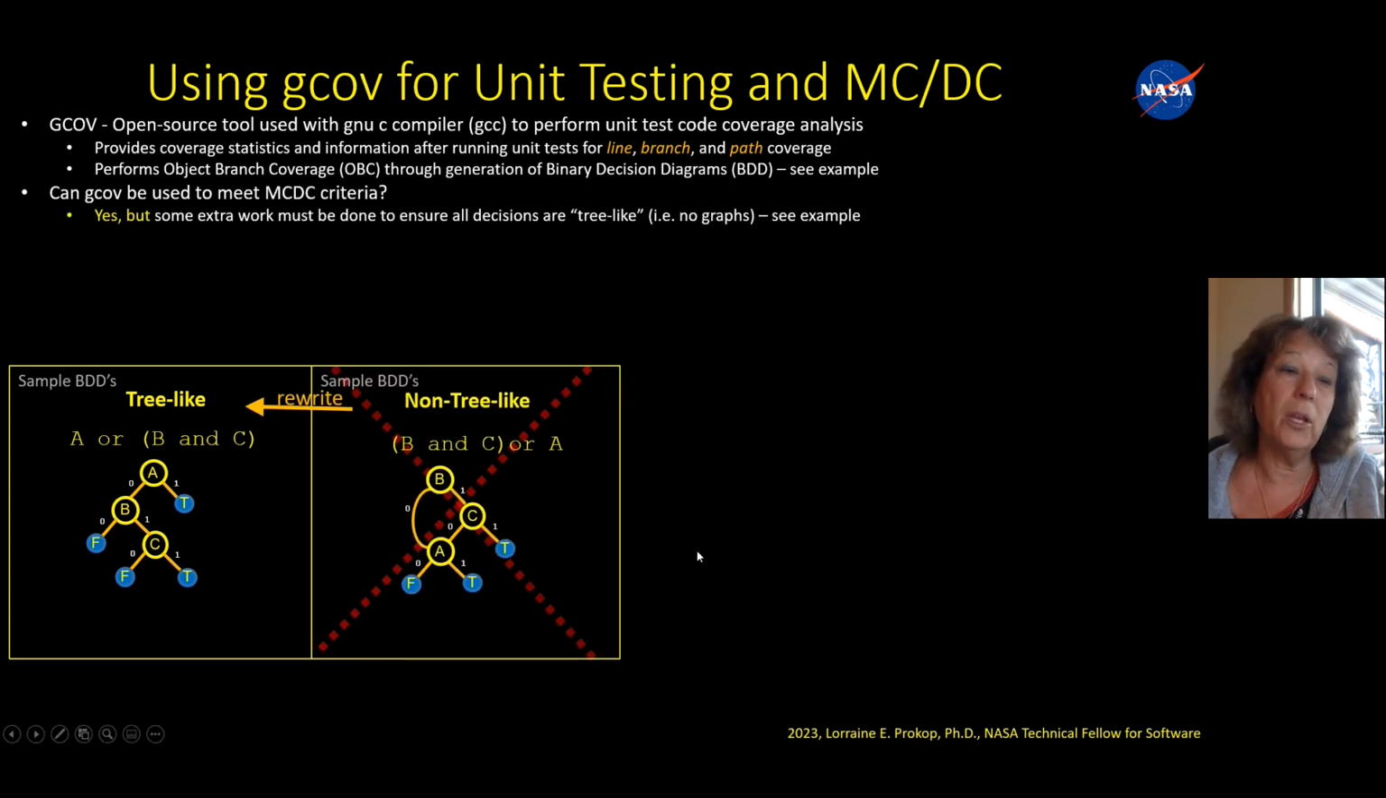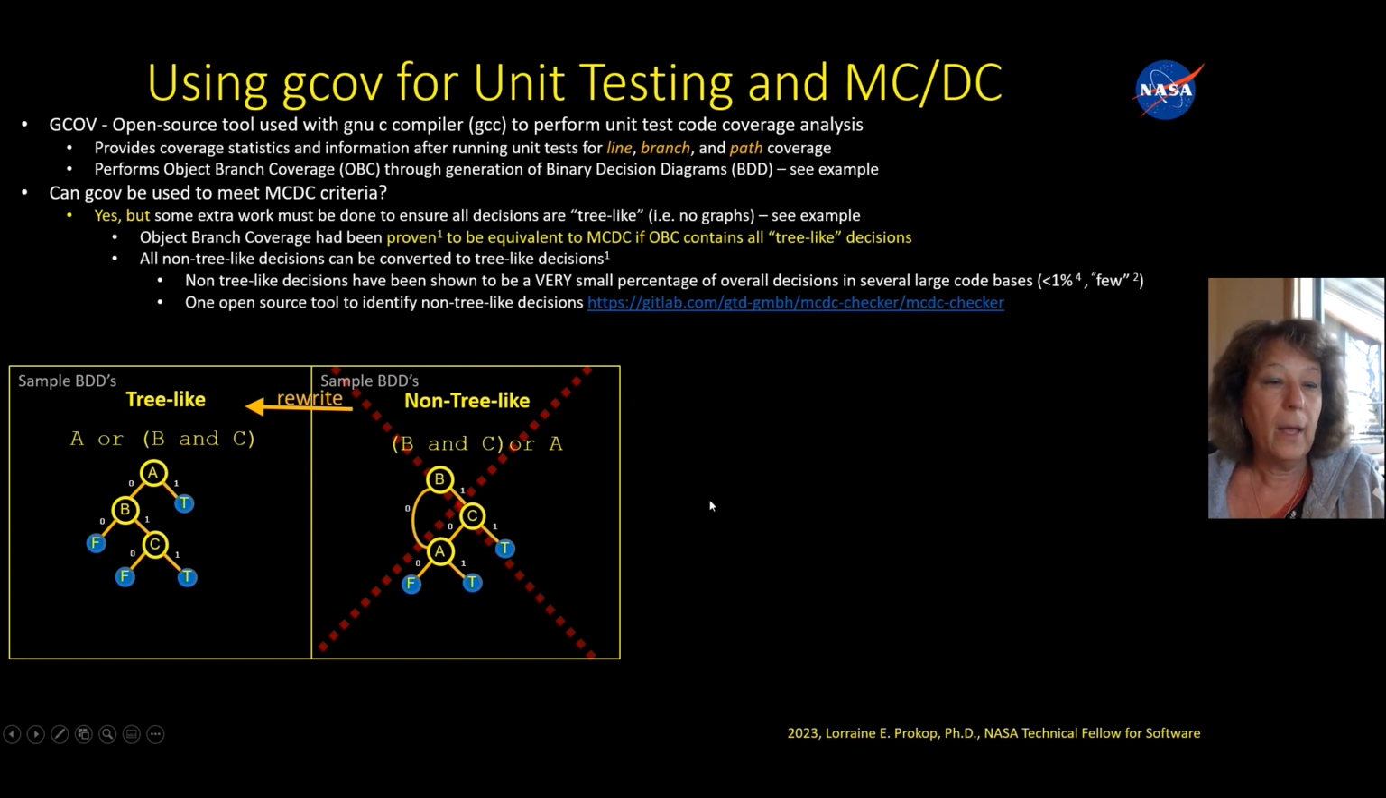Now the question is, can Gcov be used to meet the MCDC criteria? And the answer is yes, but some extra work has to be done to make sure all the decisions in your program look like the one on the left versus the one on the right. And I'll go into this a little bit, but if you do make all of your decisions in your code tree-like, then this representation has been proven to be equivalent to MCDC.